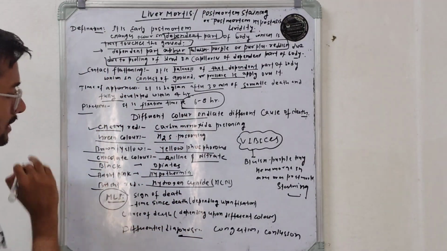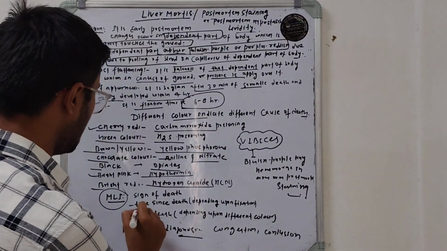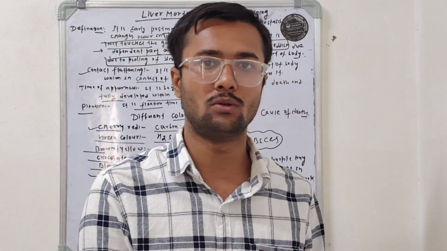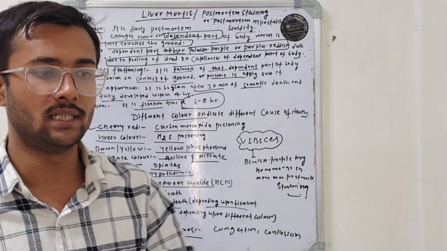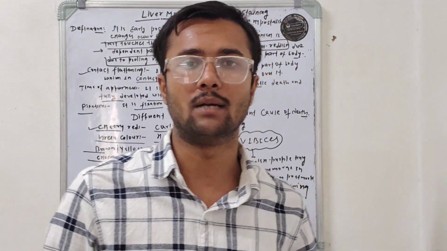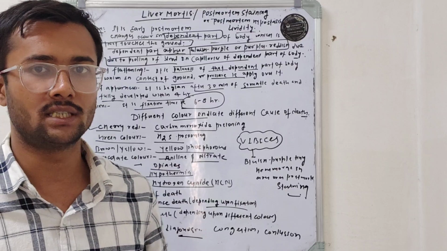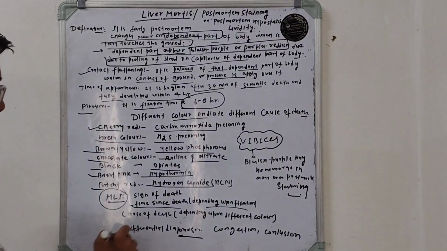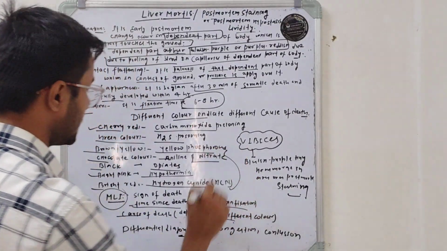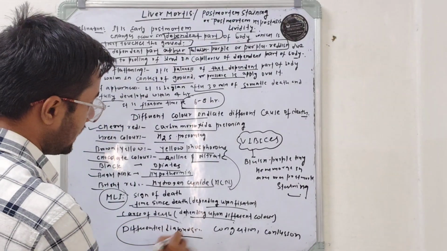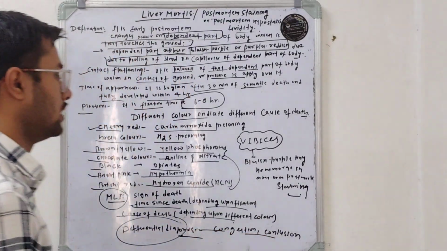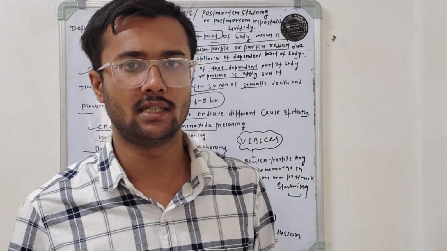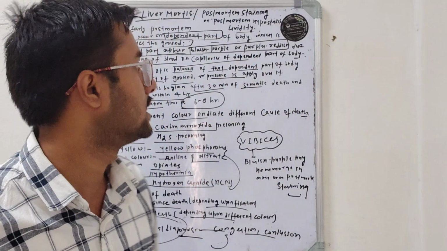So what are the medico-legal importances? The first is the time since death depending upon fixation. That means if fixation has not occurred, the time since death is less than 6 hours. If fixation has occurred, then the time is more than 6 to 8 hours. The second is the cause of death depending upon the different colors, which I already explained. And the differential diagnoses are congestion and contusion. Differential diagnosis means they resemble post-mortem staining, but actually they are not post-mortem staining.